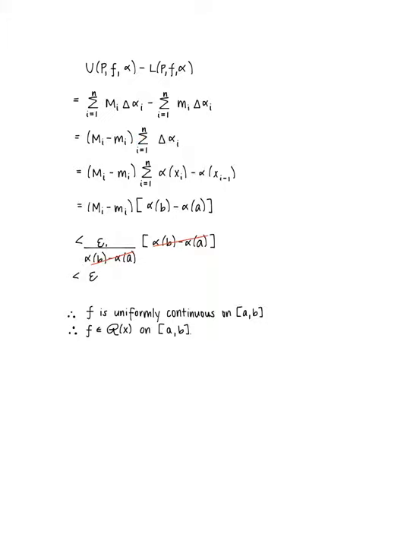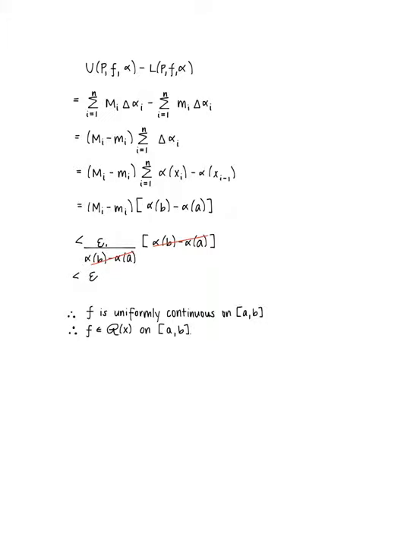From there, because I know that it is increasing, I can replace this delta alpha sub i with alpha x sub i minus alpha x sub i minus 1. Now I also can then replace this with my interval from alpha b minus alpha a. Now I can then say that it's going to be less than my epsilon sub 1 over alpha b minus alpha a times the alpha b minus alpha a. At this point, because we set that epsilon sub 2, the alpha b minus alpha a cancel out, leaving me with just epsilon.